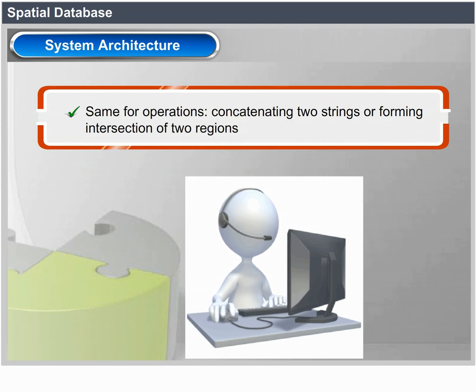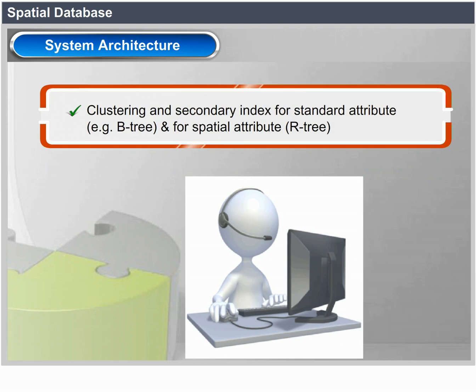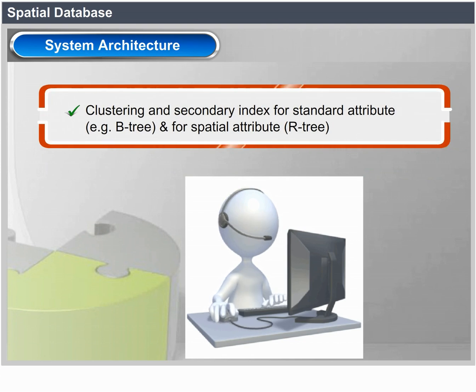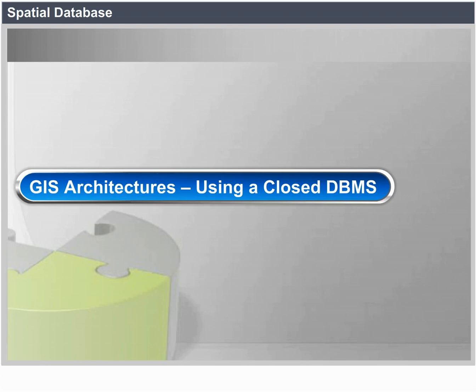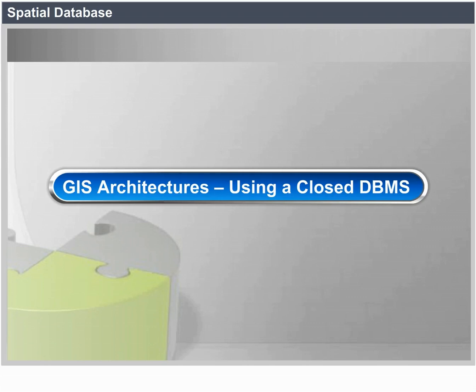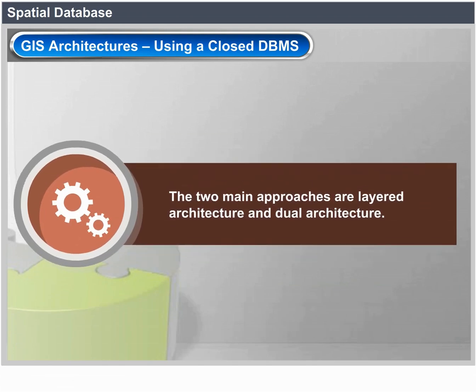Clustering and secondary index for standard attribute, for example B tree, and for spatial attribute R tree. Sort, merge, join and bounding box, join query optimization, only reflected in the cost functions. GIS architectures using a closed DBMS. The two main approaches are layered architecture and dual architecture.